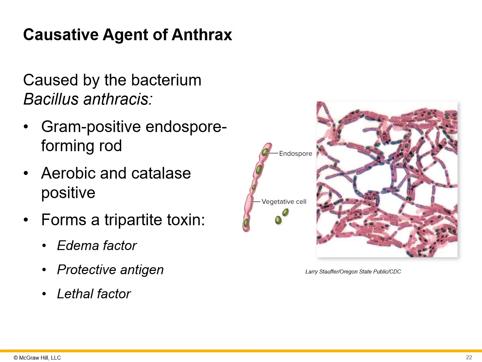The causative agent is Bacillus anthracis, which can form endospores as we see over here in our picture. So it is able to form those endospores and become dormant. It is hard to treat. It is aerobic and catalase positive, so it can break down hydrogen peroxide. There are actually 3 toxins that it produces: edema factor, so that's swelling, protective antigen, and lethal factor all get produced by this bacteria.